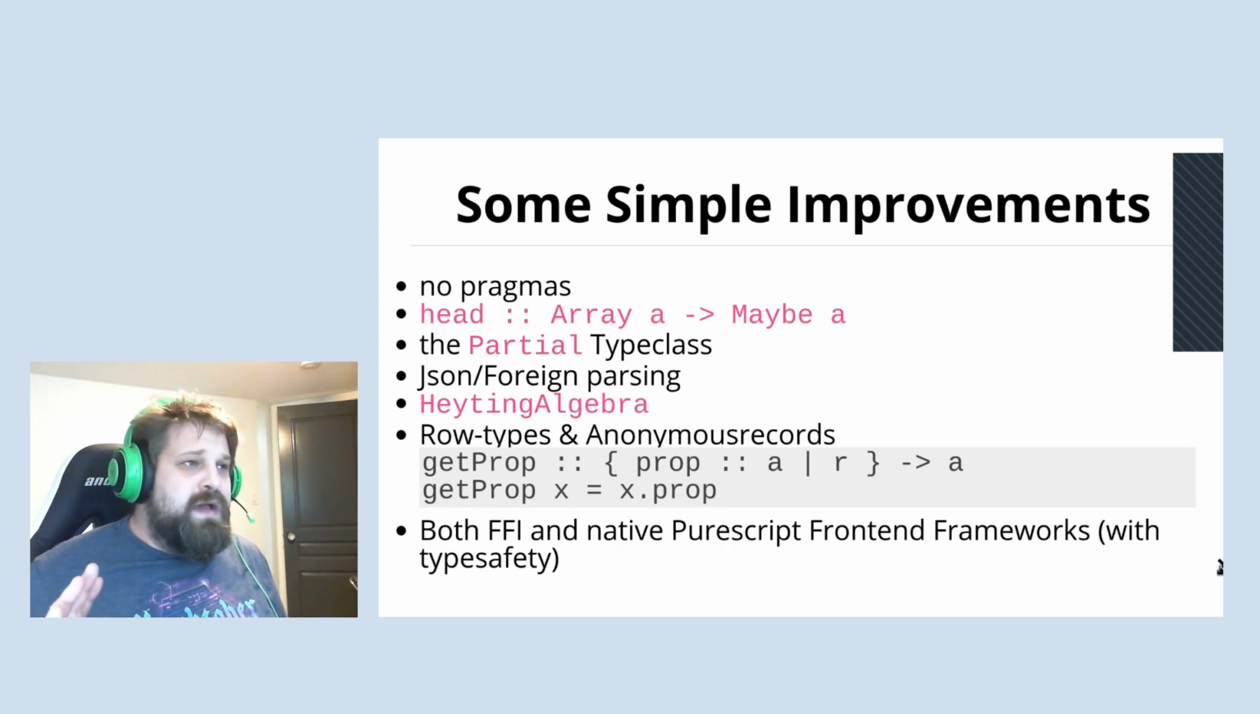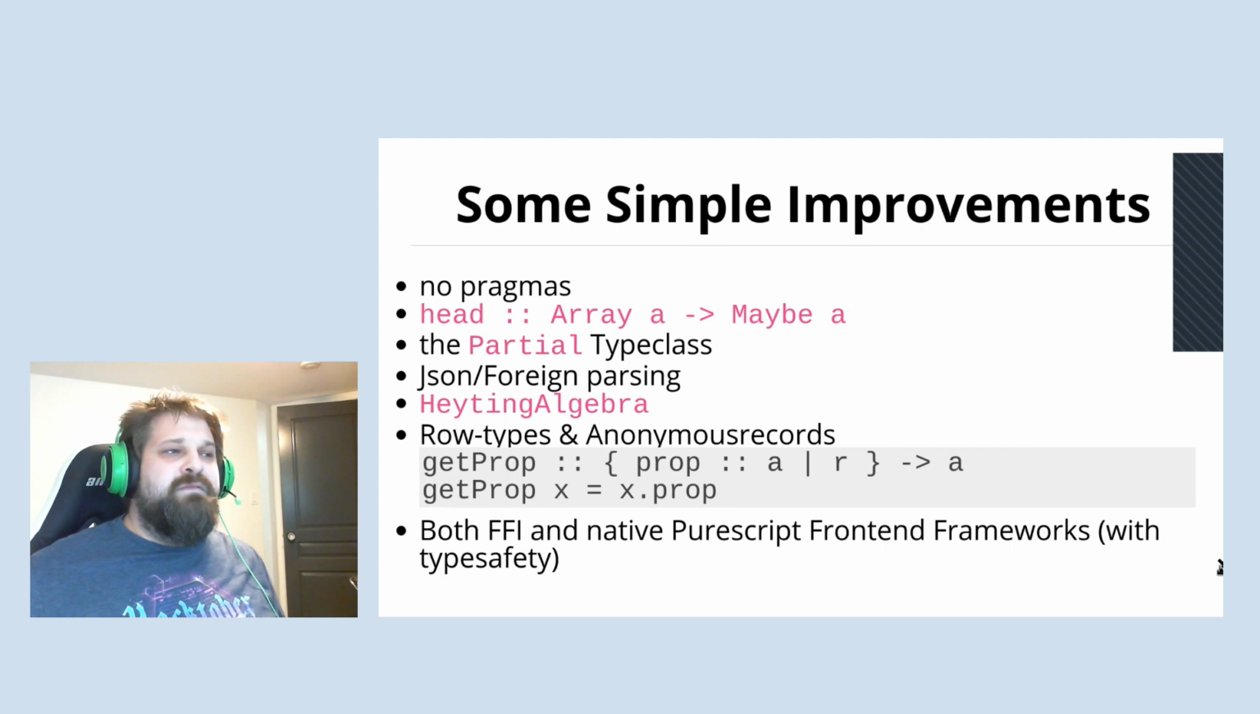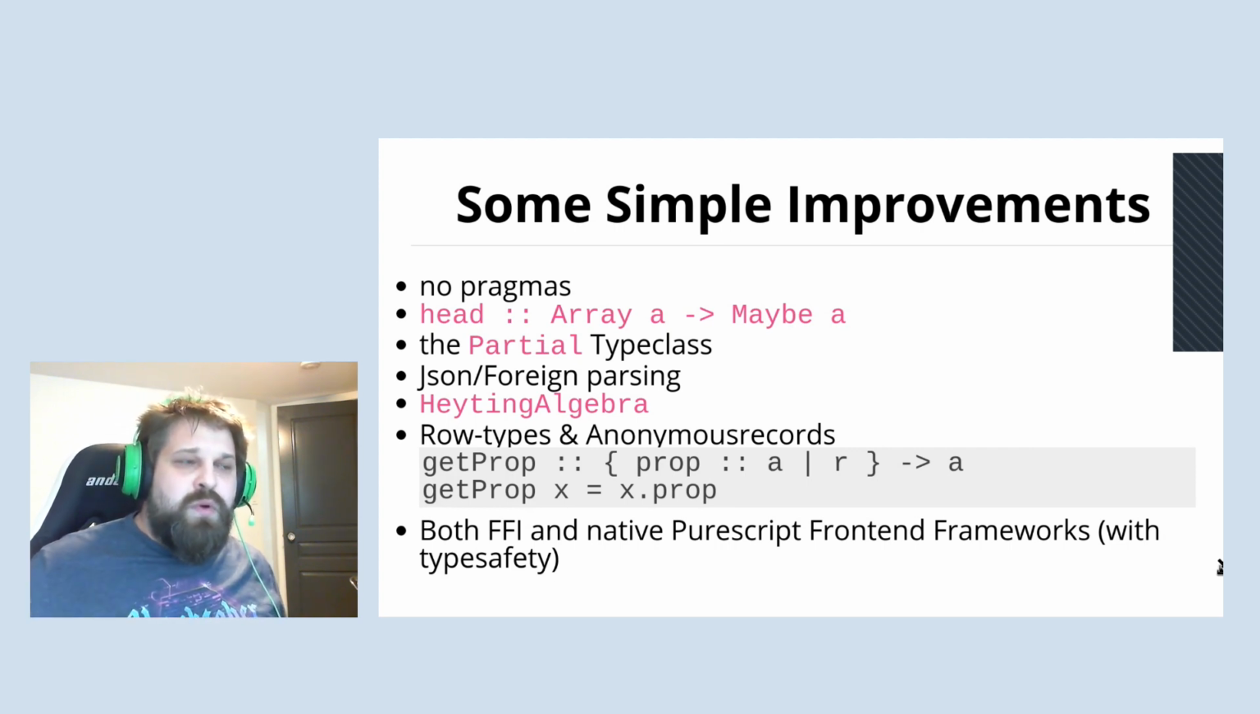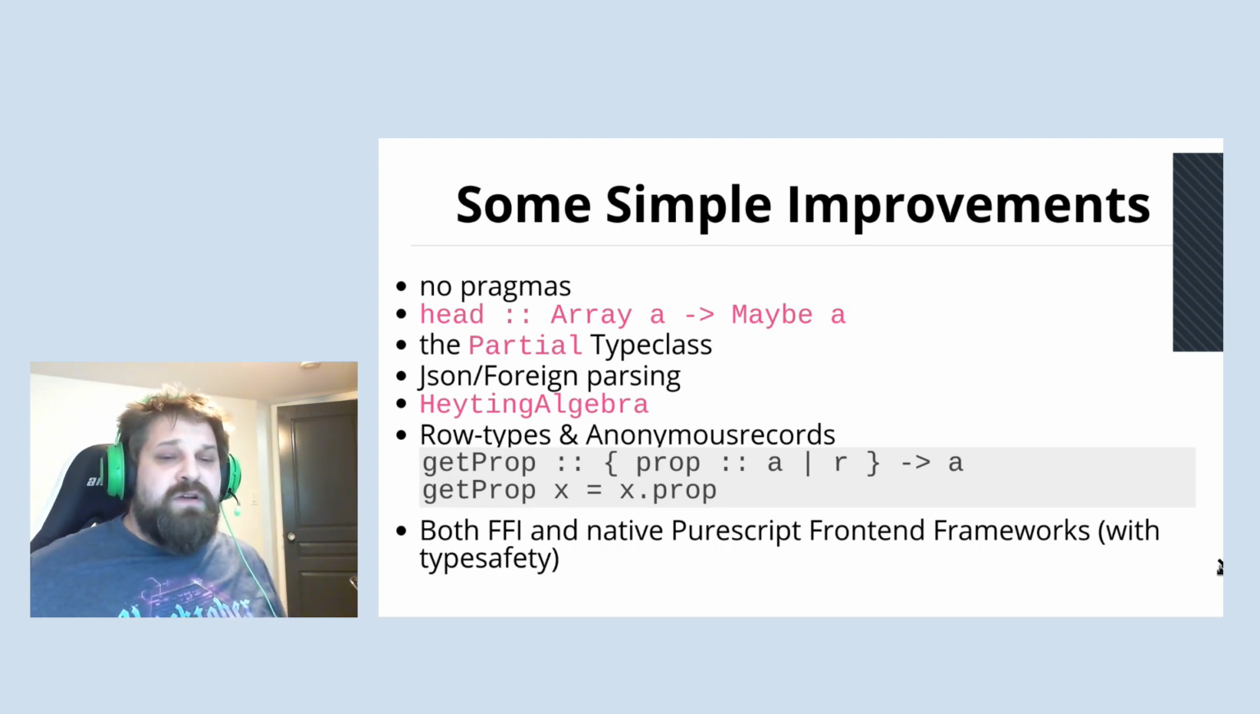Its default head function actually returns a Maybe. And in fact, the whole language is taking a page from Idris. It's total by default. Now, if you need to introduce a partial function for, say, a partial pattern match, you can do it. The compiler will catch you, and you have to add this Partial type class to your function to make it possible. You do have JSON and foreign parsing to get up from untrusted JavaScript types into trusted Purescript types.